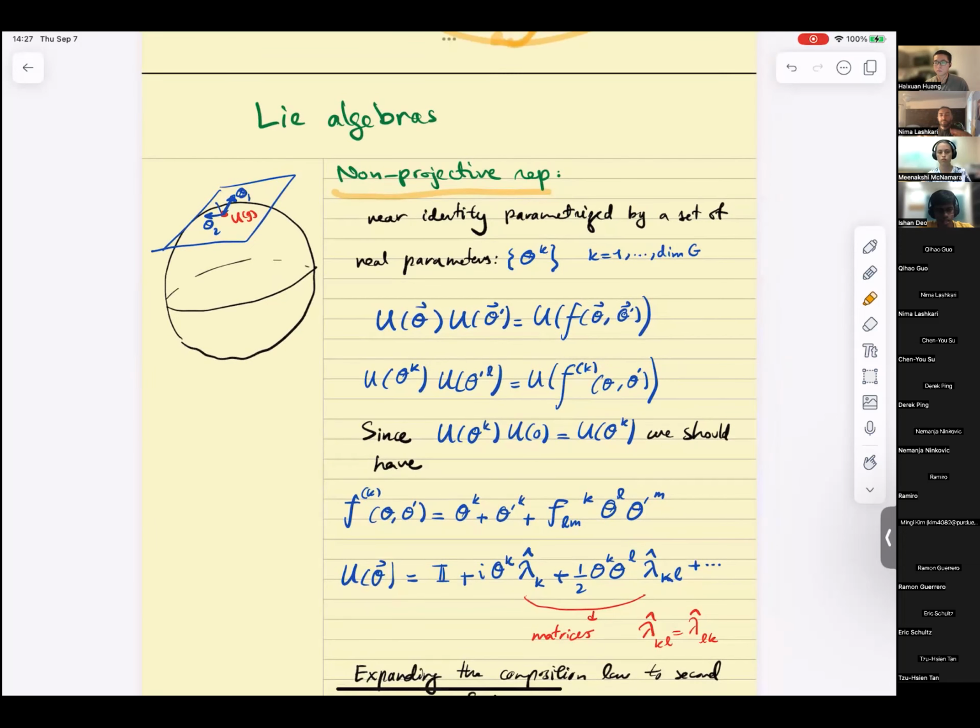Let's go back to the original picture we had. What was the Lie group? The Lie group was a smooth manifold, a very nice manifold, like spheres. There's a point you could pick as the identity, and then there's a tangent space. The tangent space is spanned by a bunch of orthogonal vectors, the generators. We recall that every point in a representation is a matrix.